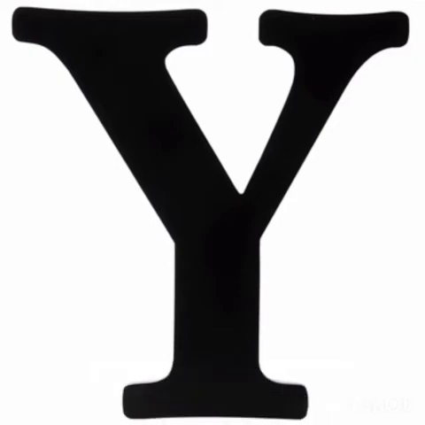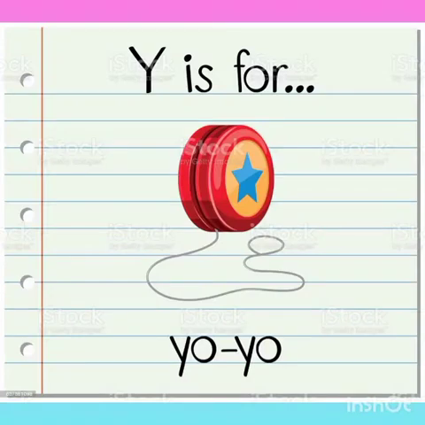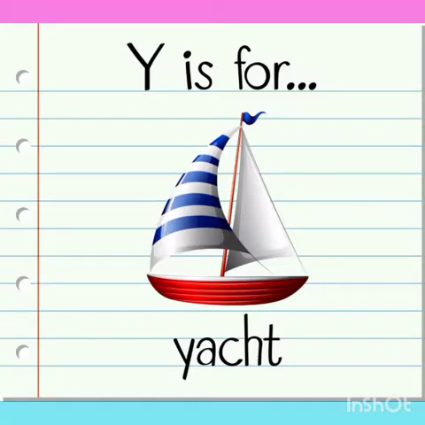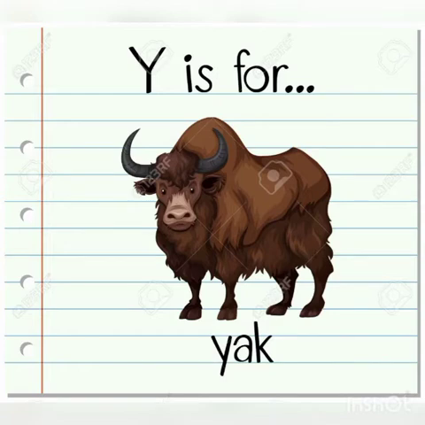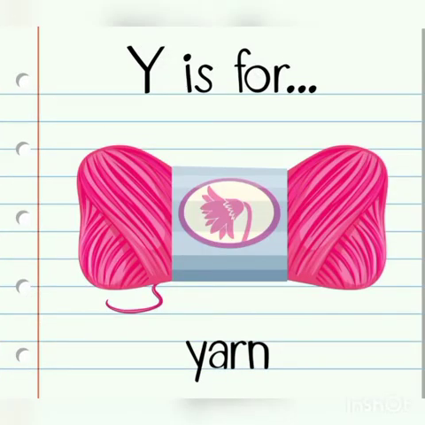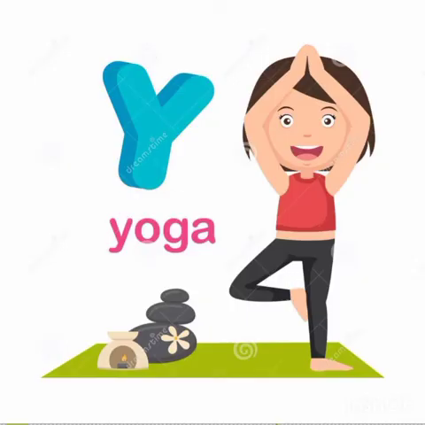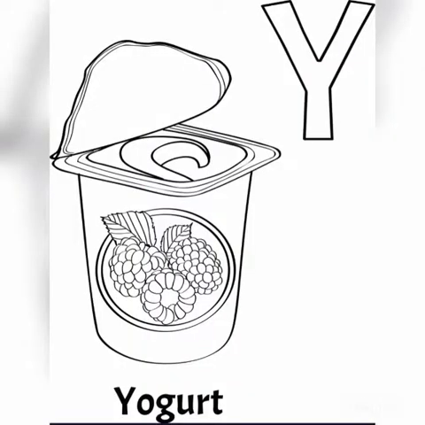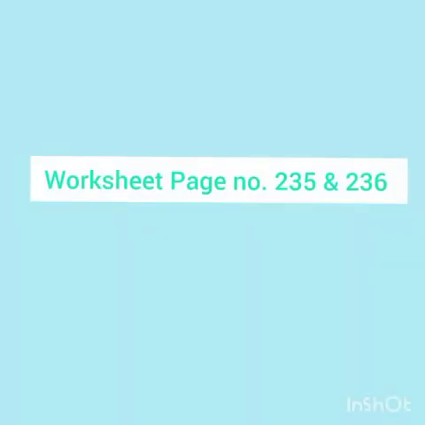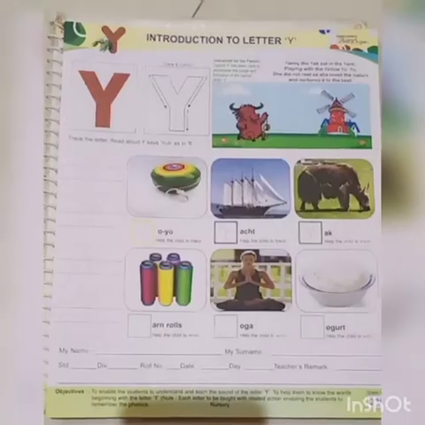Now we'll see the objects which start with letter Y. Y is for yo-yo. Y is for yacht. Y is for yak. Y is for yarn. Y is for yoga. Y is for yogurt. Now let's learn and see in our worksheet.